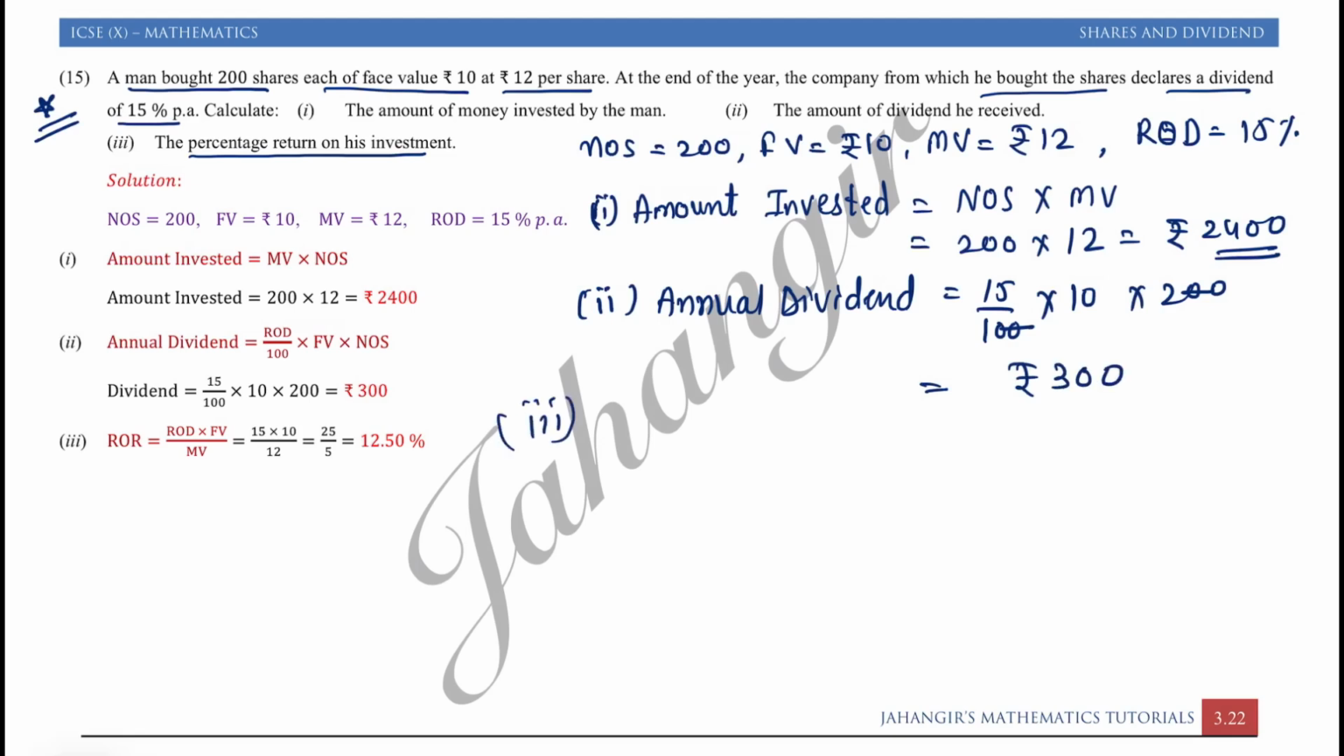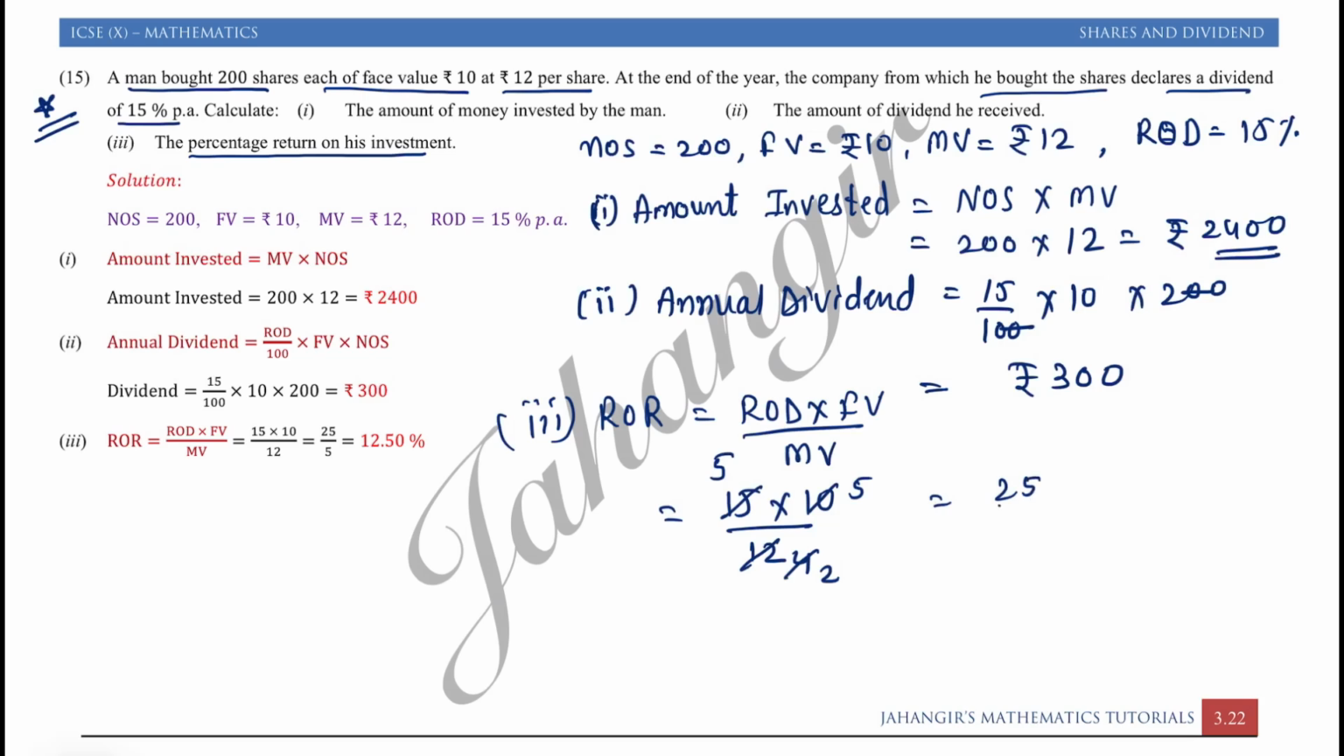And the third question is percentage return on his investment. So we want ROR. ROR is ROD into FV upon MV. Rate of dividend is 15%, face value is 10, upon market value is 12. 3 5s are 15, 3 4s are 12, 2 2s are 4, 2 5s are 10, that is 25 by 2, which is easily written as 12.5%. So we got all three questions in the format, and we had used three formulas for that.